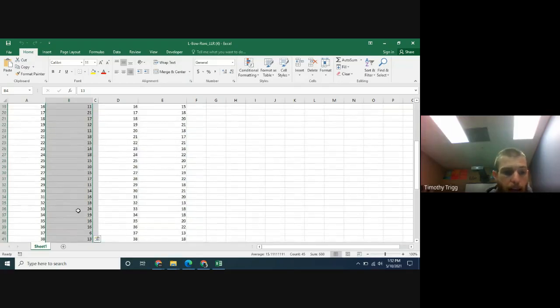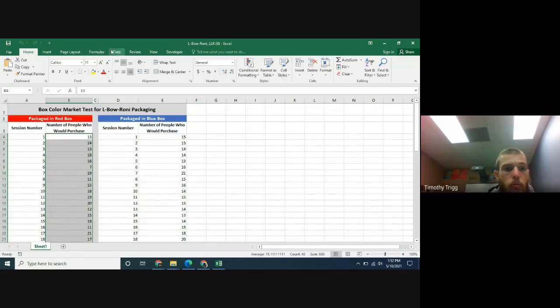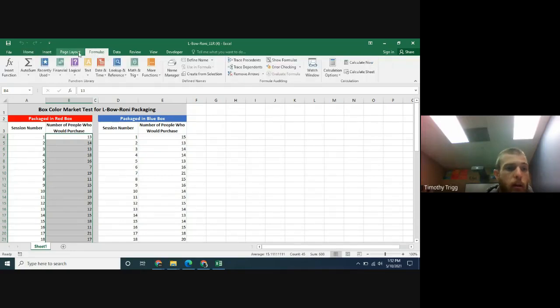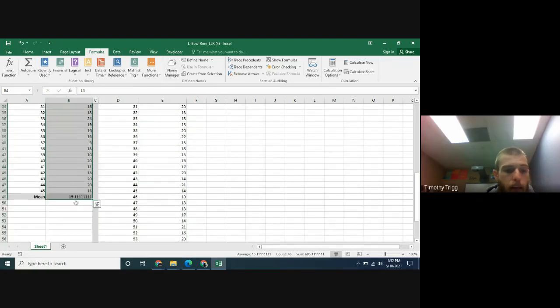So go ahead and highlight all these numbers here. And then if you go to Formulas on the top toolbar, over here on the left, you'll see AutoSum. If you click on that drop-down menu, you can go to Average. And what it does is it automatically computes the average.